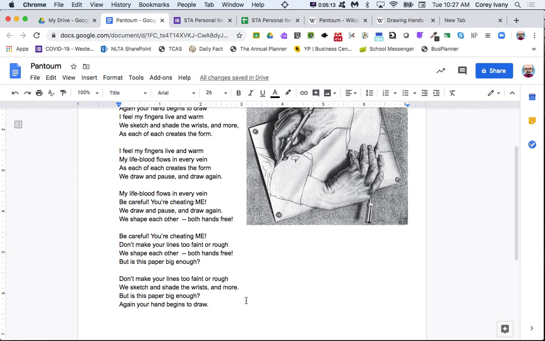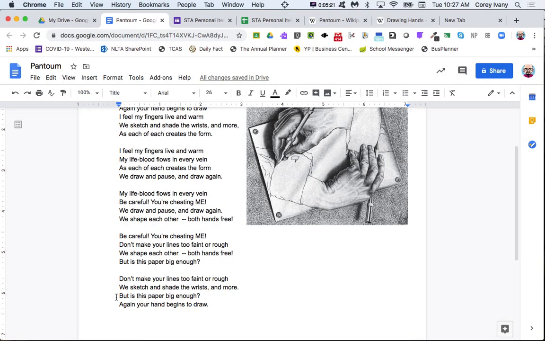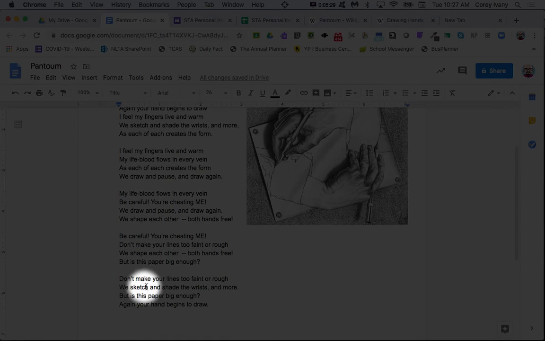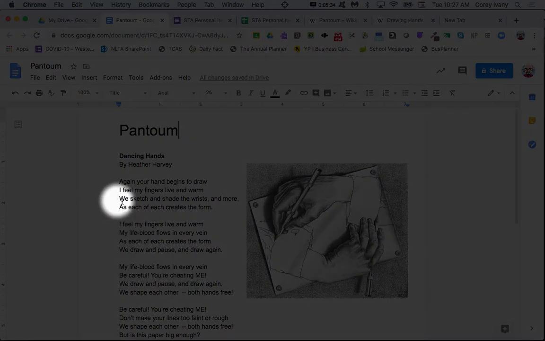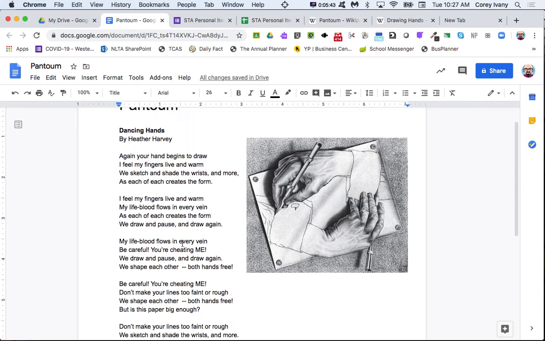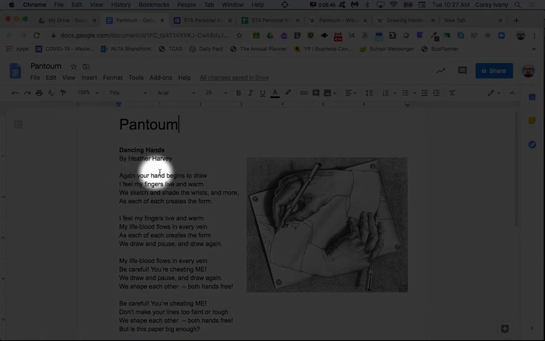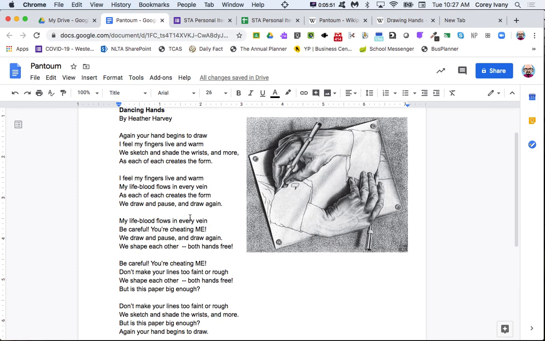So, in a very traditional pantoum, the way to conclude is to follow that pattern of second becoming first and fourth becoming third, but to get the second and fourth lines of the final stanza, we go back to stanza 1. So if you look, we sketch and shade the wrists and more. That is actually the third line of the final stanza. And the final line of the poem, again your hands begin to draw, is taken from the first line of the poem. So that's a perfect and traditional pantoum style.